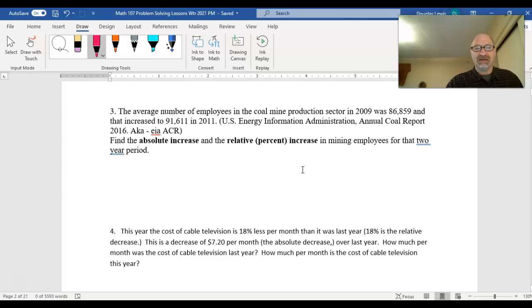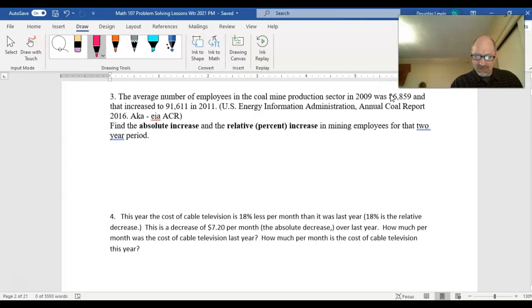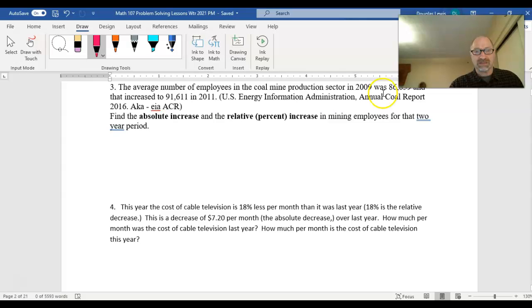Okay, the average number of employees in the coal mine production sector in 2009 was 86,859, and that increased to 91,611 in 2011. That information came from the U.S. Energy Administration, their coal report. It says find the absolute increase and the relative percent increase. That percent isn't necessary. That's just to emphasize what it means in mining employees for that 2-year period.